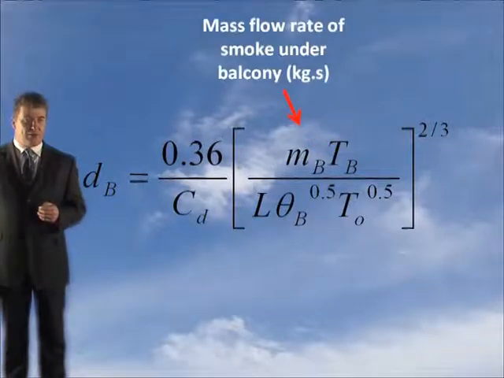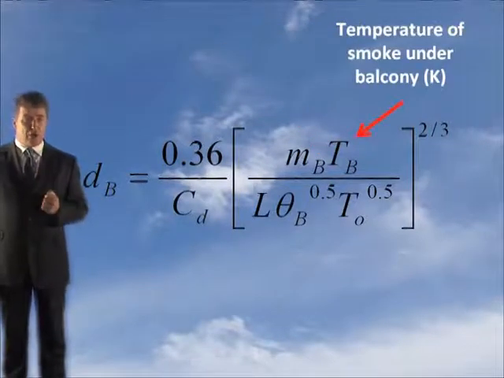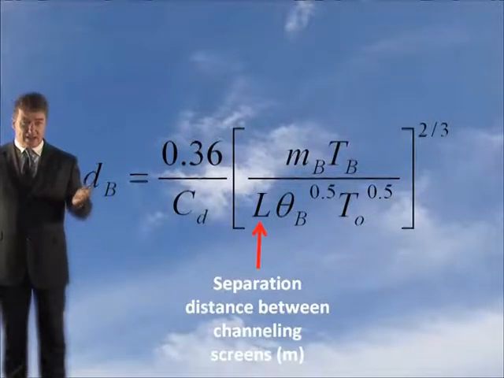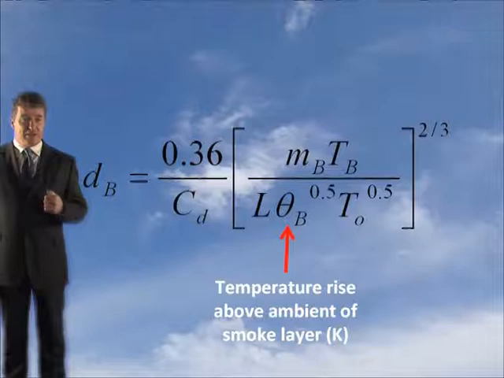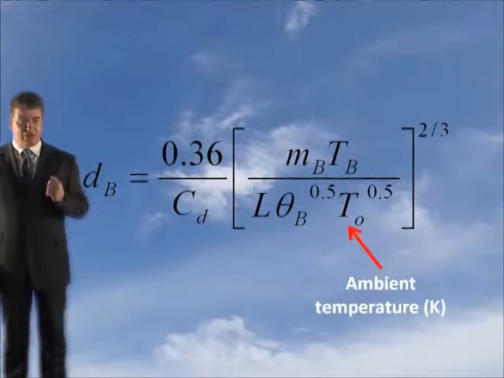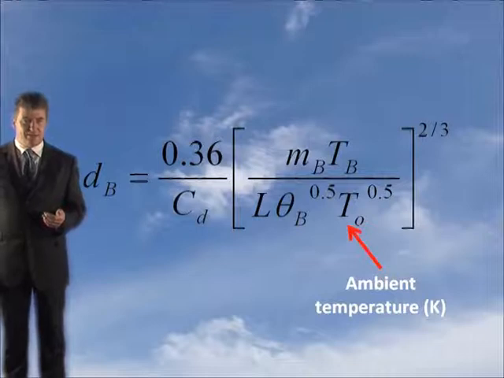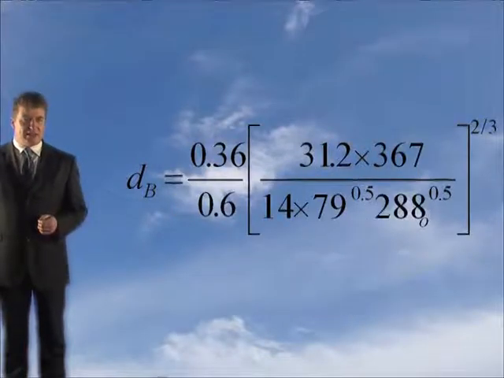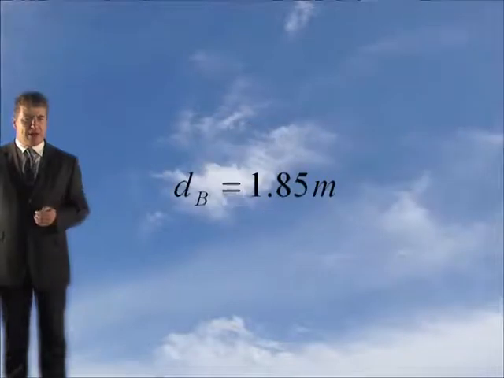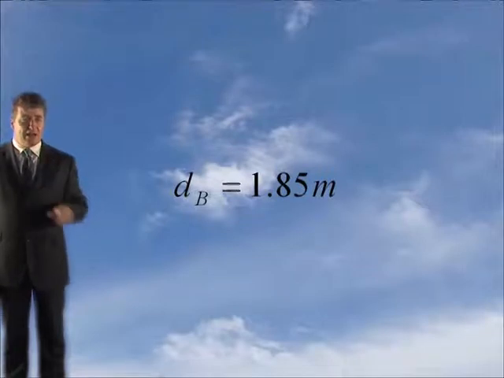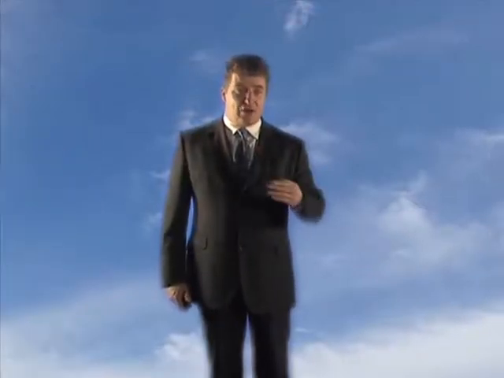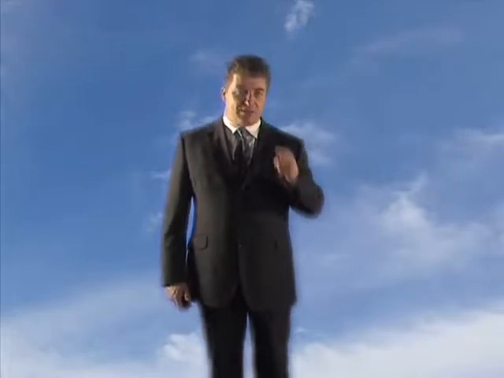Now, MB is your mass flow rate of smoke, TB is the temperature of the smoke, L is your separation distance of the channeling screens, theta B is the increase in temperature of the smoke, and TO is your ambient temperature, usually taken as 288 degrees Kelvin. If you'd put those in the formula, you'd have got a depth of 1.85 metres. So when you calculate this, you should get a flowing layer depth of 1.85 metres. So that's the depth of the smoke layer. You've got to make sure the smoke containment screen has at least that. You might want to add a factor of safety, for example 10 centimetres. You've got to make sure that it's at least 1.85 metres.